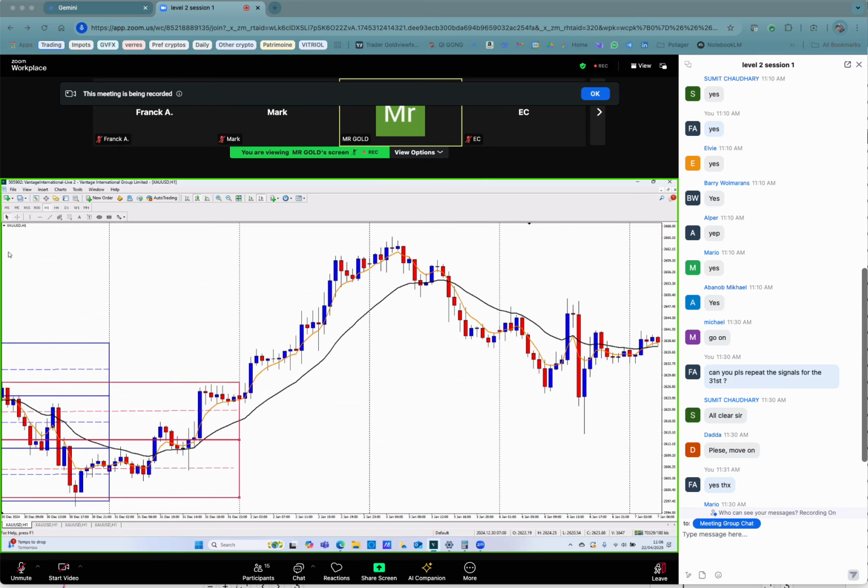Let's have a look. So let's do this again. So body close, enter here. Sorry, enter here. Reverse. 150 pip SL here.